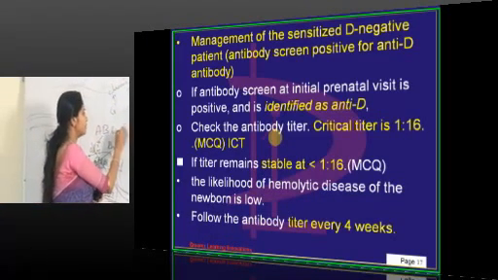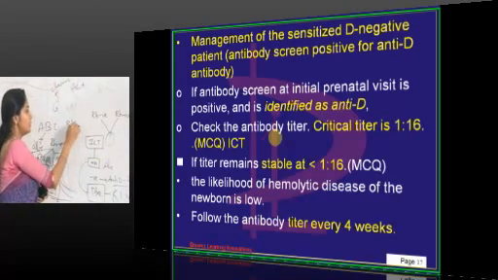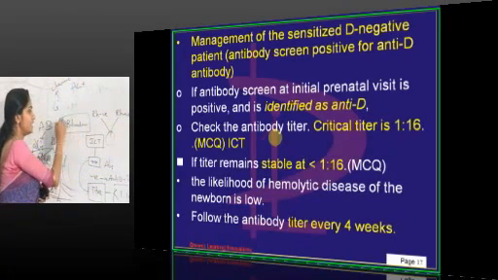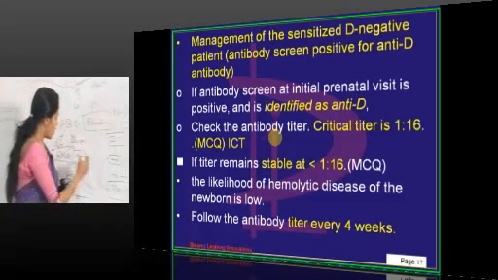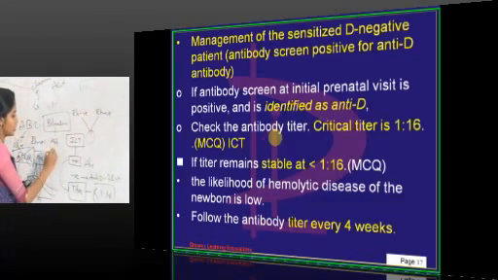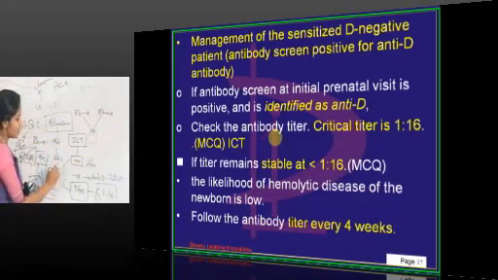Previously we have discussed bilirubin. What does bilirubin indicate? It indicates fetal damage. Where is the bilirubin released from? RBCs. Whatever antibodies are there, they are going to destroy these RBCs, so they are going to release bilirubin.